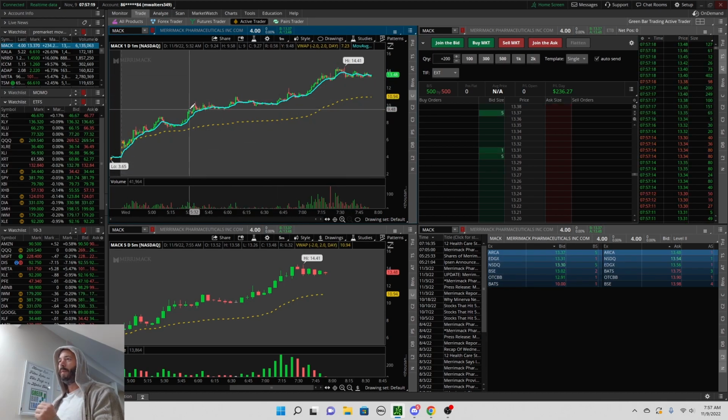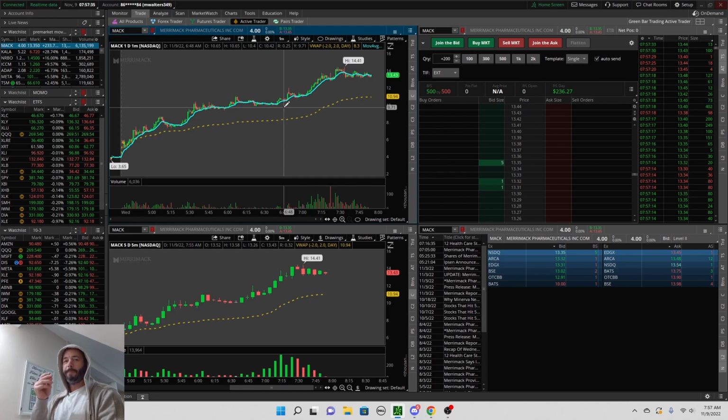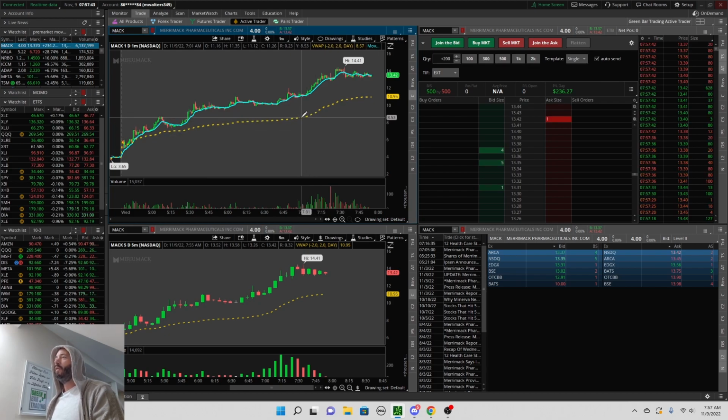I have my 1 minute chart up here. I have my 5 minute chart down here, and my indicators that I use for momentum, for scalping these beautiful stocks that can really give you some nice returns really quickly, is the 9 EMA and VWAP. That's all I'm looking at. I'm looking at the volume weighted average price, and I'm looking at that 9 EMA.